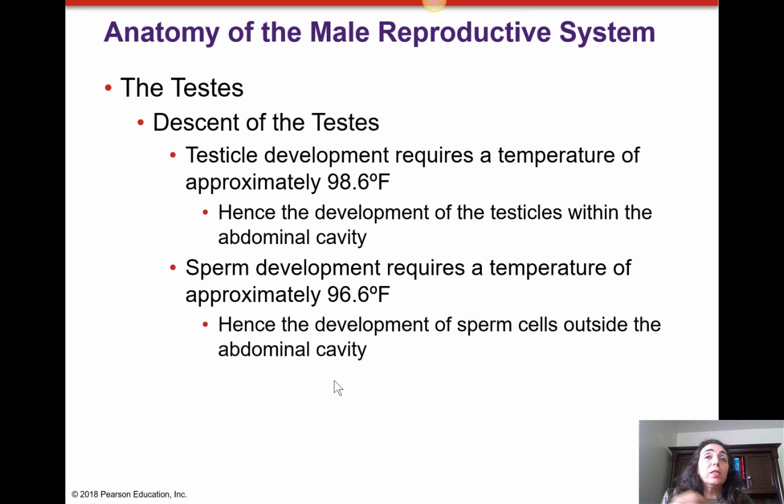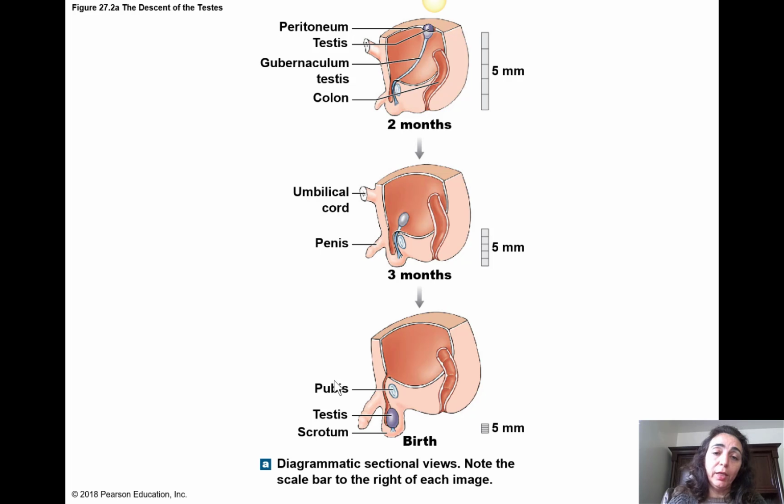And if it doesn't come out and remains inside after it develops, it cannot produce proper sperm, right? So that's the reason that we need this descending of the testes: to be formed inside of the abdomen and then to get out of that at the proper time.